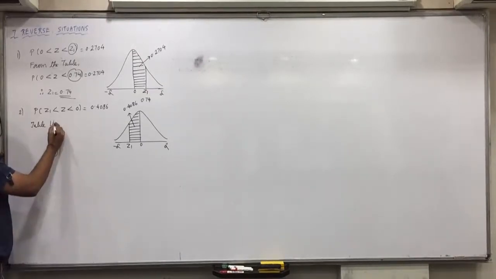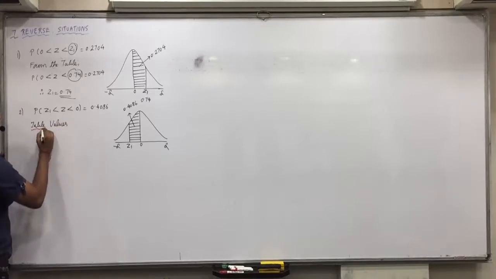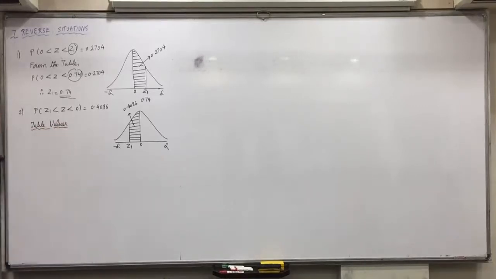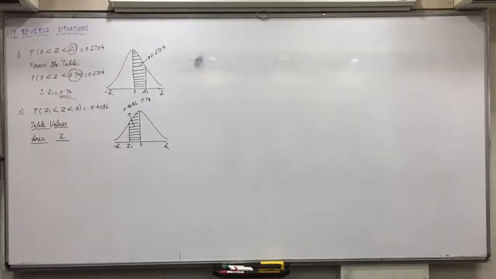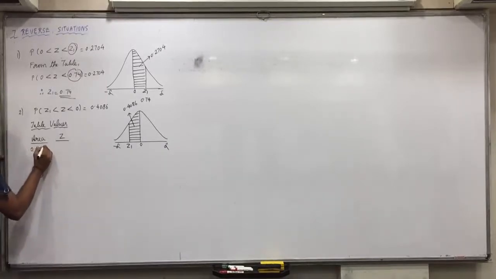Now understand this. Stop talking. Reverse questions are very, very complicated. So be attentive and understand the 7 situations properly. Area and Z. 0.4086 exactly is not there. But it comes between which two values? 4082 and 4099. Any confusion?